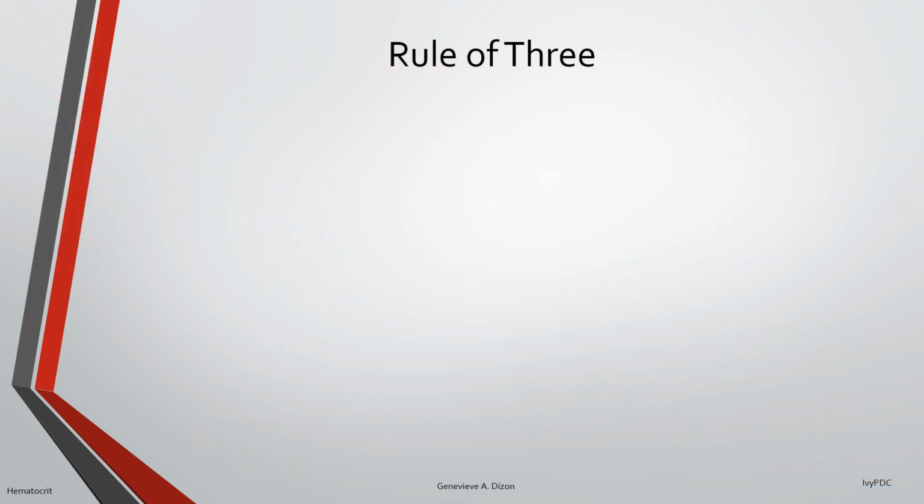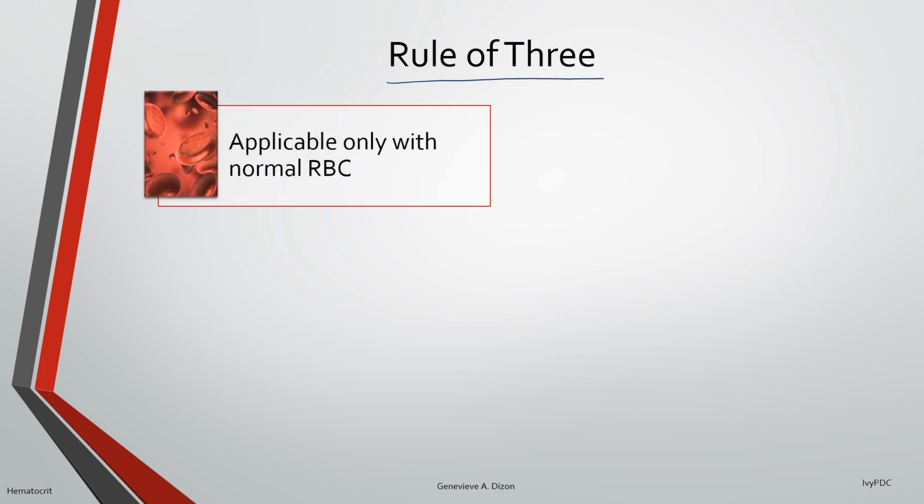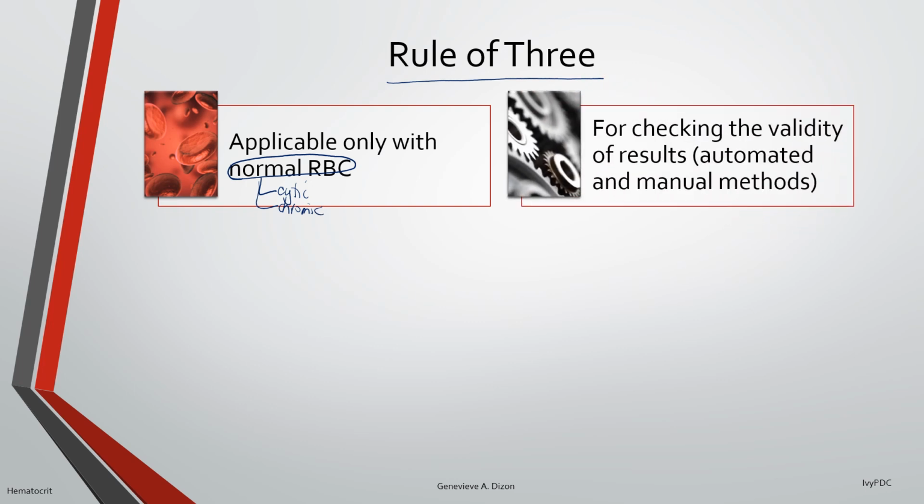We are now down to our last topic for this video, and this is the rule of 3. This rule is only applicable for normal red blood cells. So that means the red blood cell should be normocytic and normochromic, normal size and normal colored red blood cell. We do this so that we can check for the validity of the hematocrit result given by either the automated method or the manual method.